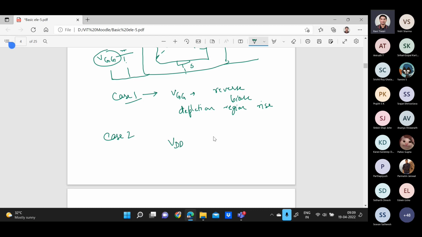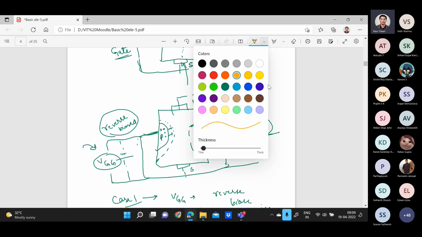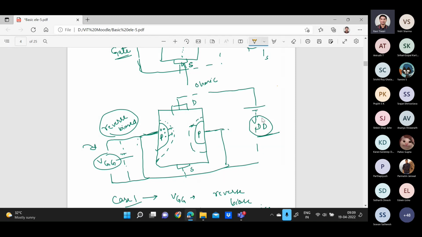Okay. In the second case, case two, what I am assuming is I am applying only the VDD. Okay, that to positive, negative. For example, I am applying like this. So what will happen? I'm just changing the color so it will be easier to understand. For example, I'm applying a forward bias here. I'm not applying anything here. Only I'm applying the VDD here.